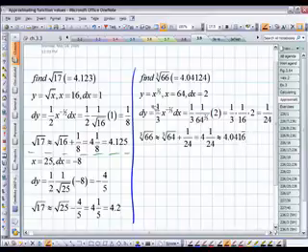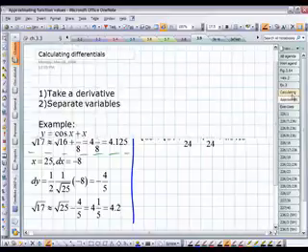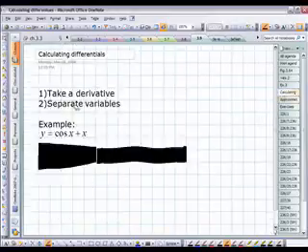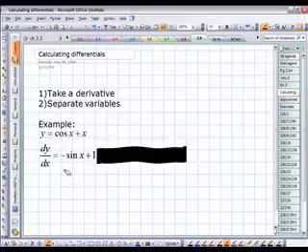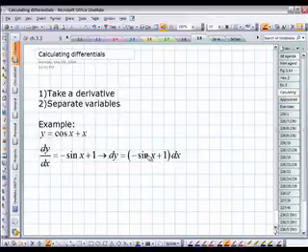So one more thing, to find these differentials, basically all you've got to do then is take a derivative, separate the variables. So a quick example, y is equal to cosine x plus x. So dy is negative sine x plus 1, multiply the dx to the other side.